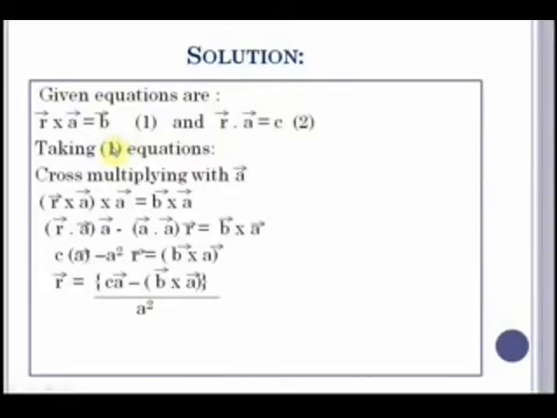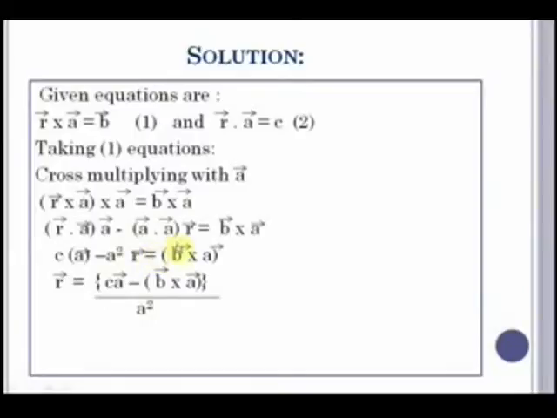What we do is we take the first equation and cross multiply it with vector A. So R cross A cross A would be equal to B cross A. Now this is the expression for vector triple product, and thus we know that this is equal to vector R dot vector A times vector A minus A dot A times vector R equal to B cross A. Also given to us is vector R dot vector A is equal to C. So we substitute this value over here to get C times vector A minus A square times vector R. The value of A dot A is A square.